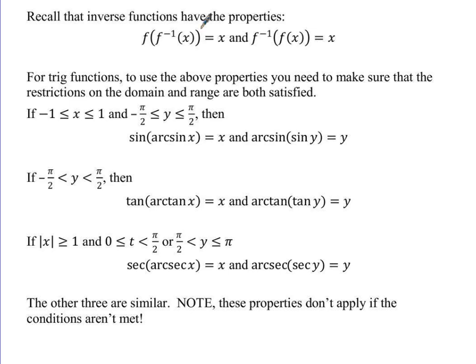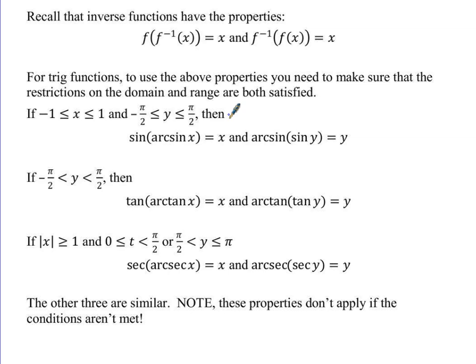Basically, you can think of this notation as one thing undoing the other, like squaring undoes square root, things like that. So for trig functions, we have to also consider our domain and range.